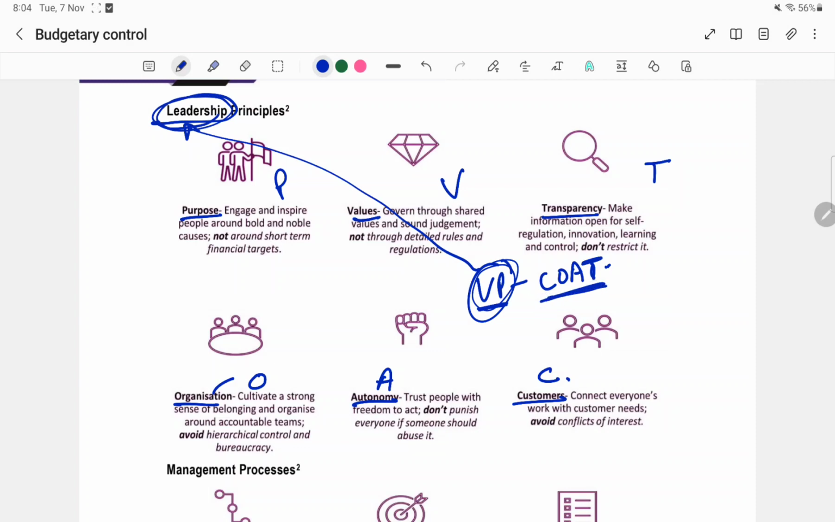So you can learn V, values. So from V, if we revise, there is values. From P, there is purpose. From C, there is customers. From O, there is organization. From A, it is autonomy. And from T, it is transparency.